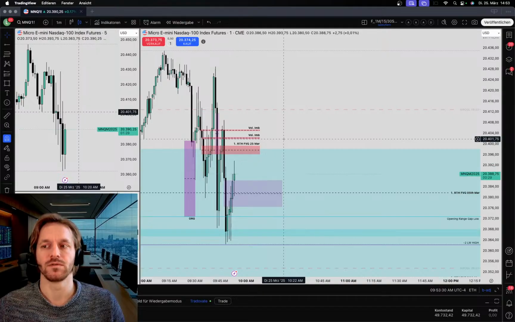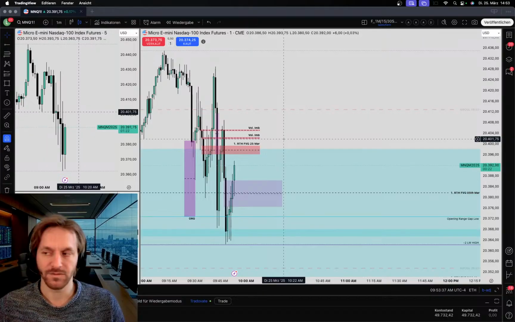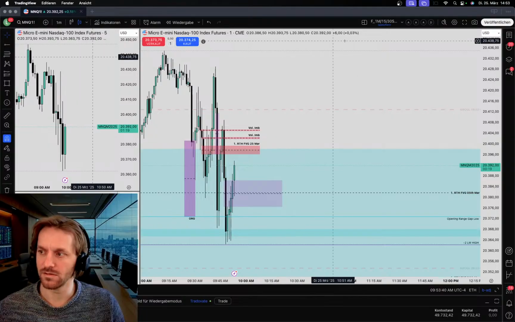Yeah, somewhere to 428. Like only, how much is this? 20 points? 30. And leaving a runner in case it hits the relative equal highs.